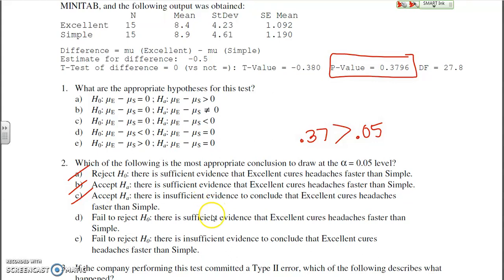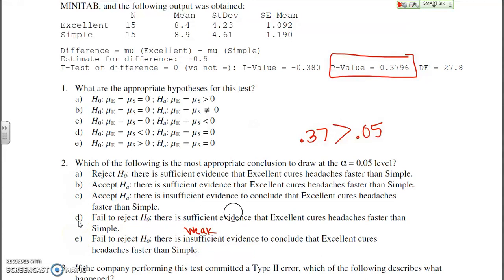Now, that goes between sufficient or insufficient evidence. In our case, we always say weak evidence. So weak evidence is the same as insufficient evidence. So we fail to reject the null hypothesis. There is weak evidence to conclude that the Excellent cures headaches faster than Simple. So E would be the correct answer there.